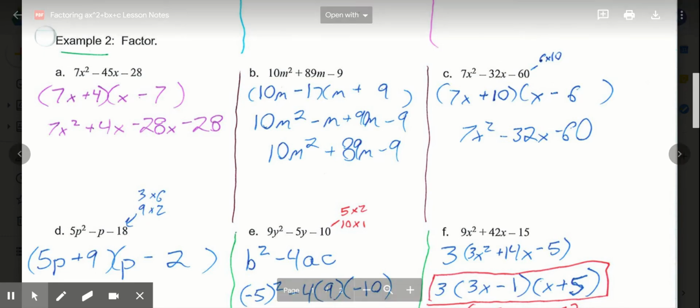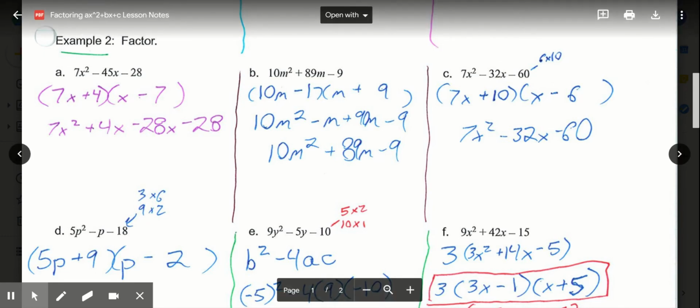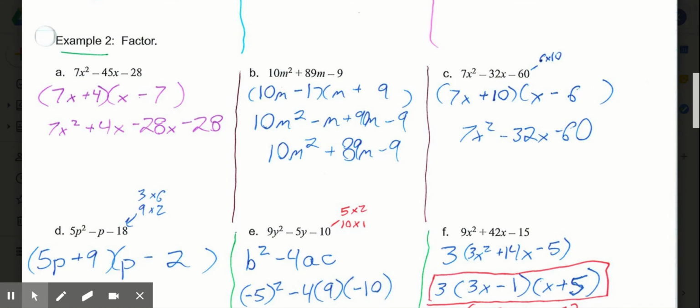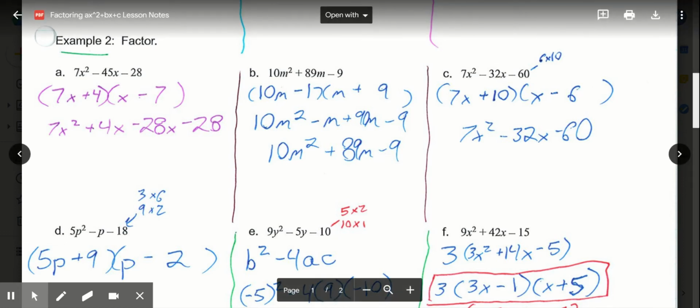And I just tried the 10 and 6. In this case, 7x times x is 7x squared. Outer, 7x times negative 6 is negative 42. Inner, positive 10x. So that gives me a minus 32x minus 60.